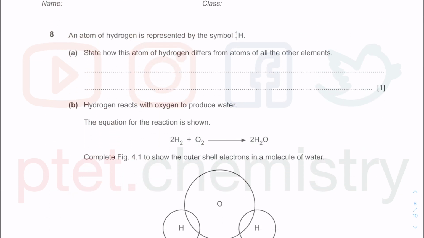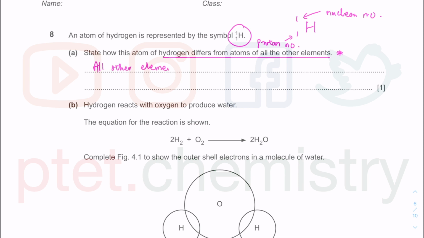So the next part of the question, we have an atom of hydrogen, and we have this international standard again and again. So there's our proton or atomic number, and the number on top is our nucleon or mass number. State how this atom of hydrogen differs from all the other elements. All other elements would definitely have different identity, therefore different proton number. So all other elements have different proton number or atomic number, proton or atomic number, whichever one you like to use, than this atom.